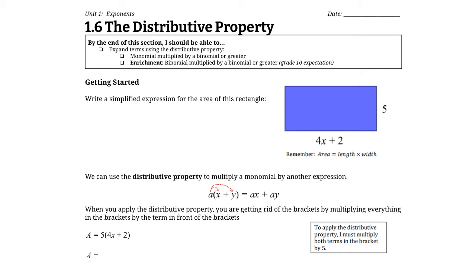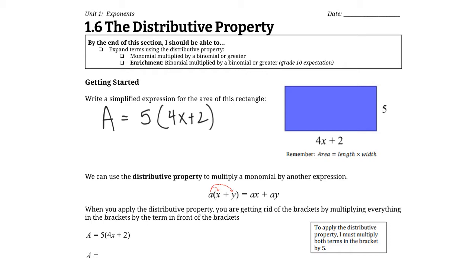So if we are asked to write a simplified expression for the area of this rectangle, remember that the formula to find area of a rectangle is length times width. So I'm going to take the dimensions and multiply them together. So I have a 5 multiplied by 4x plus 2. There has to be a way for me to take both of these expressions or both of these terms and multiply them together. And so that's what we're going to focus on in today's lesson.